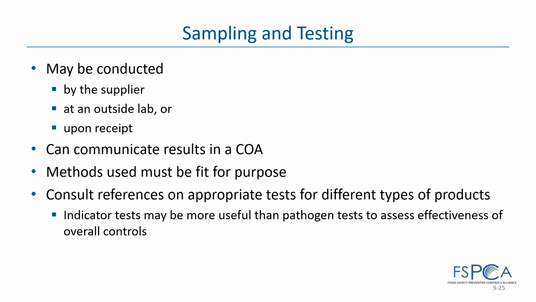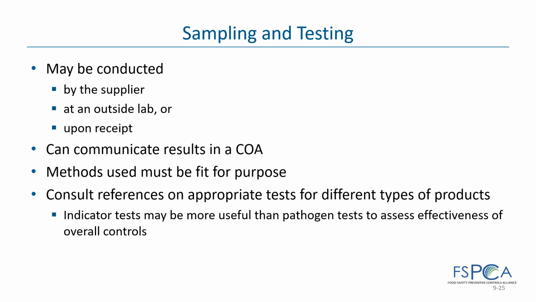Another appropriate verification activity, and I think a common one that we're going to see with these types of preventive controls, is going to be sampling and testing. Again, as I mentioned earlier, these can be conducted by the supplier, the receiving facility upon receipt, or even an outside lab or a third party. However, all of those records should be reviewed as good business practice for making sure this sampling and testing is being done correctly and that those results are showing what you want them to say. These results can be communicated in a COA. I think that makes a lot of sense.